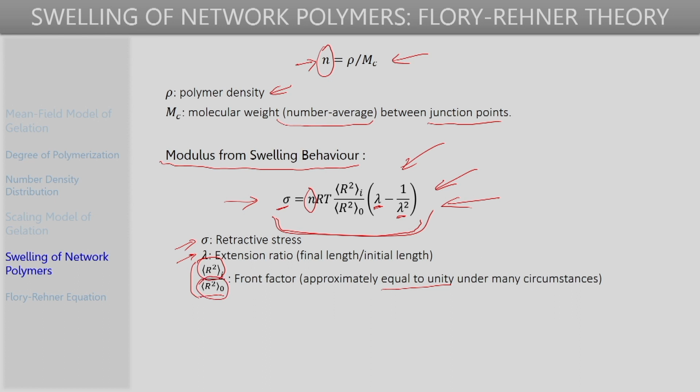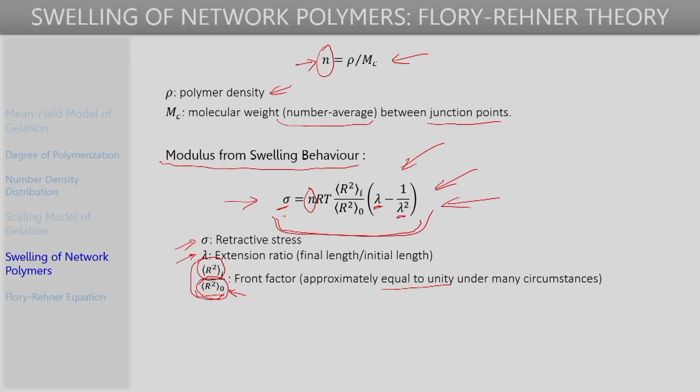So, r square I is basically a mean square end to end distance of active network segments between different junction points in the network polymer, and this r square naught is just the mean square end to end distance if these network segments were not bound at the junction points, but if their ends were free and if they are isolated, then whatever mean square end to end distance they would have, that is this r square naught.